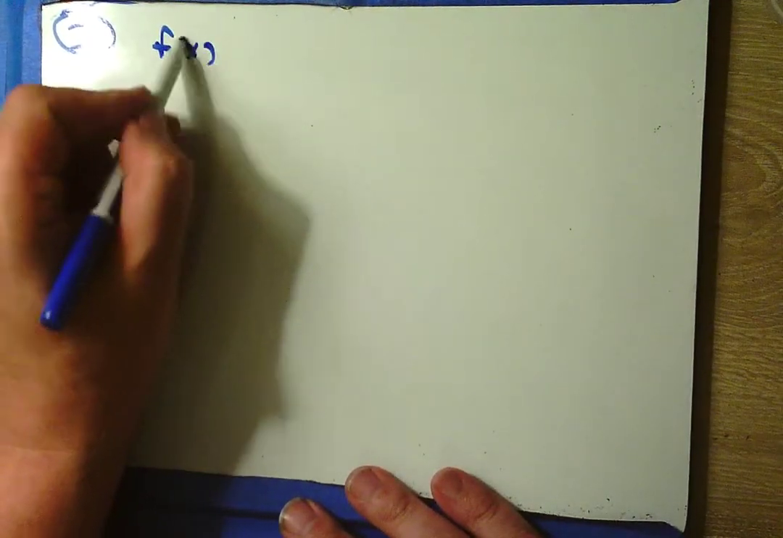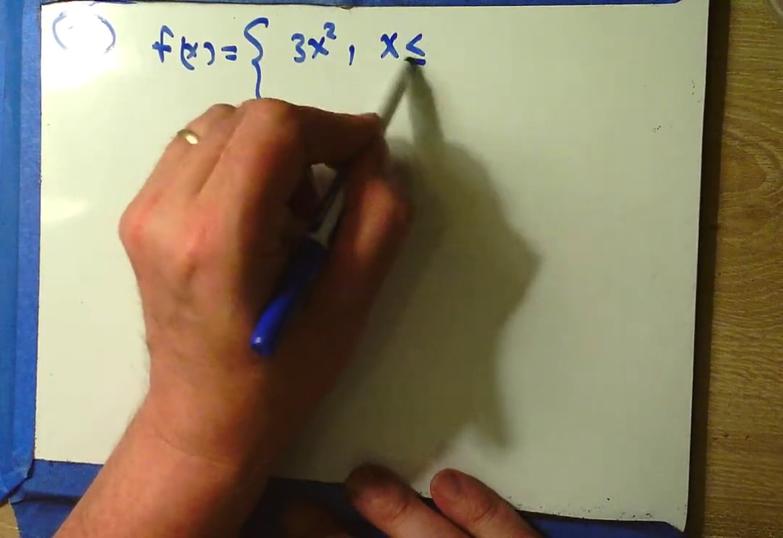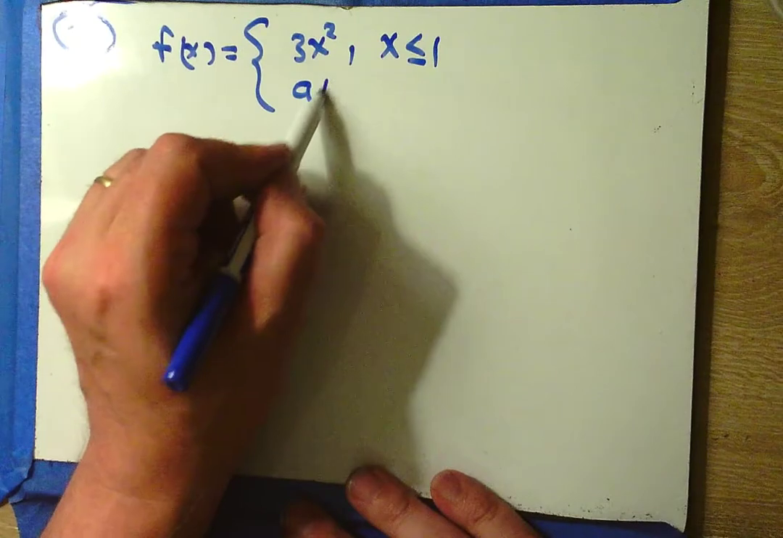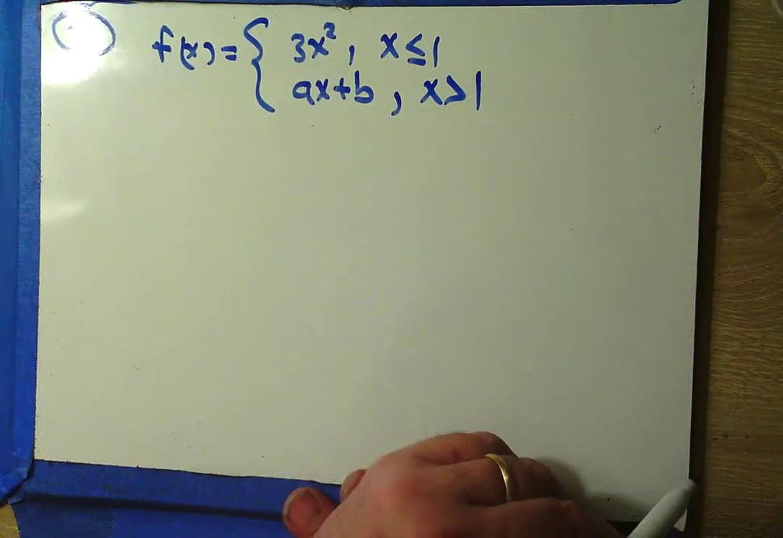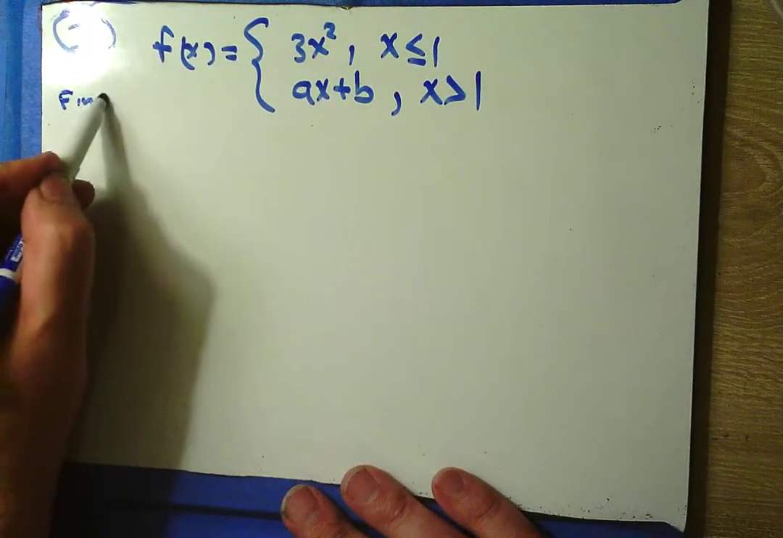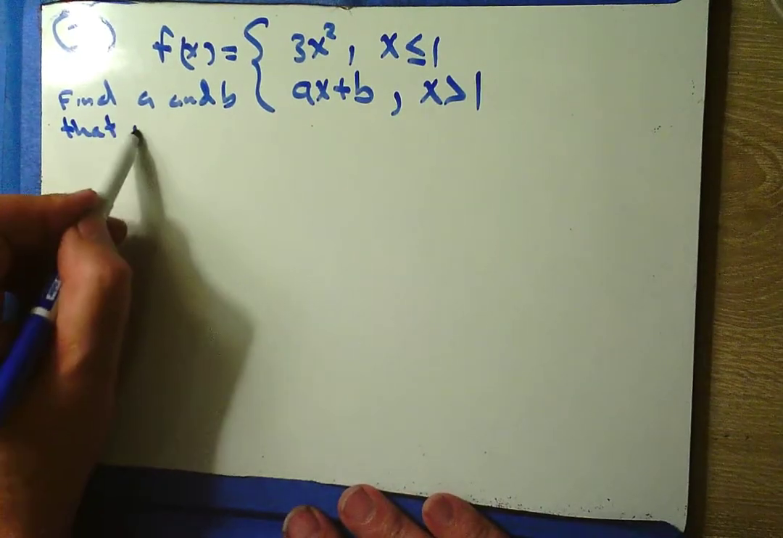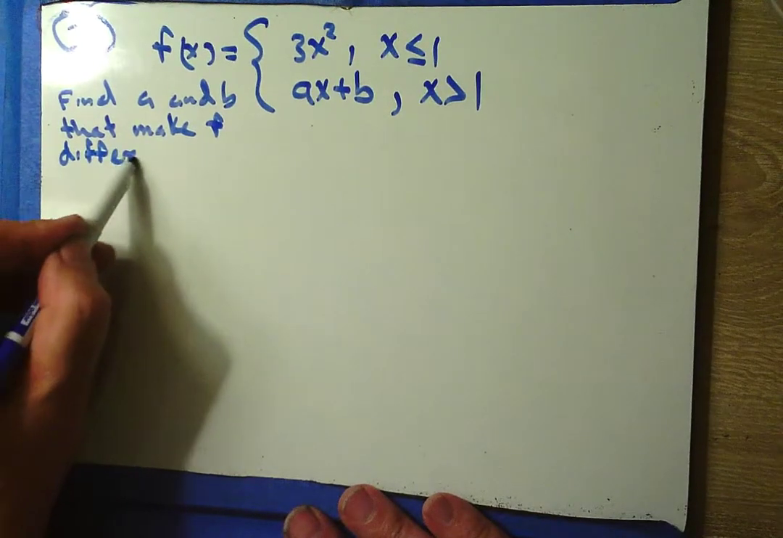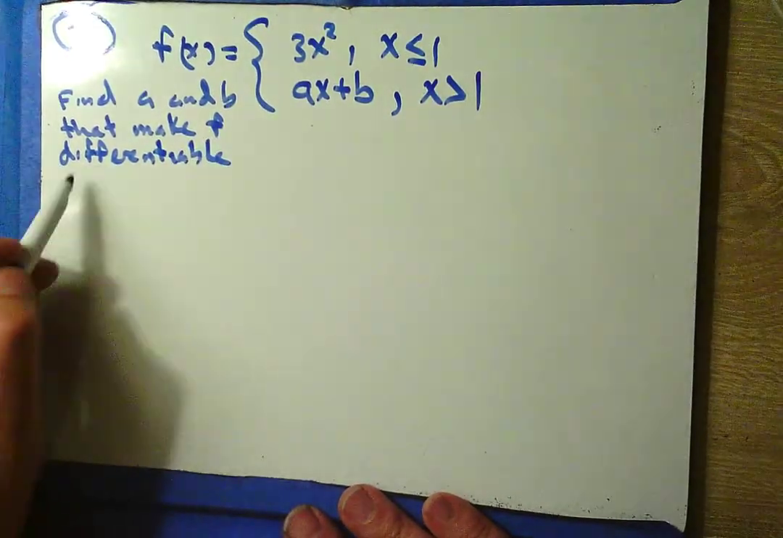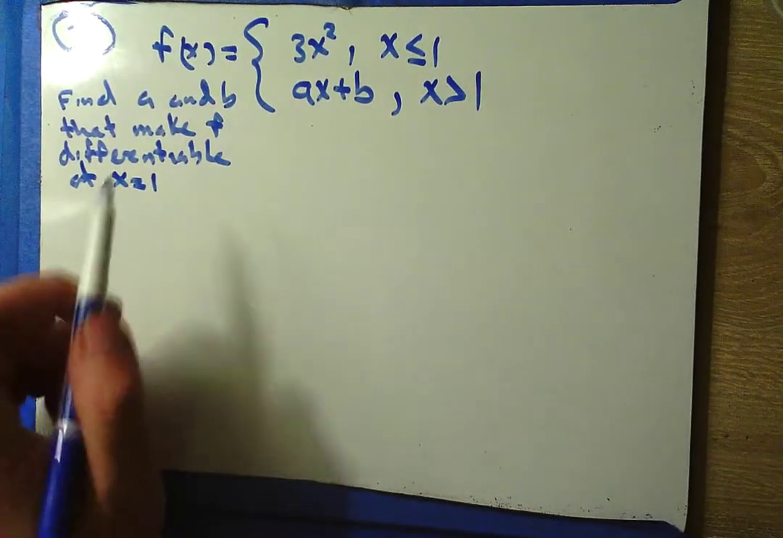Okay, 1. f of x is defined in this interesting piecewise manner: 3x squared for x less than or equal to 1, ax plus b for x greater than 1. And we're supposed to find a and b that make f differentiable at x equals 1. Okay, so what would Delaney say?